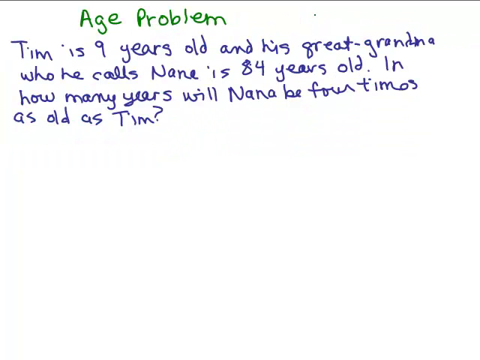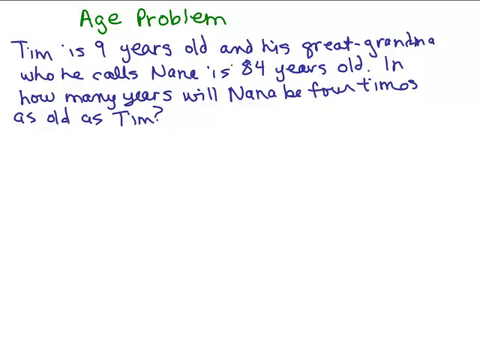All right, here's an age problem. Tim is 9 years old, and his great-grandma, who he calls Nana, is 84 years old. In how many years will Nana be 4 times as old as Tim? Notice right now, how many times as old is she than Tim? Well, if she was 9 times as old, she'd be 81. So she's more than 9 times as old, right? But she's not quite 10 times as old. 10 times as old, she'd already be 90.